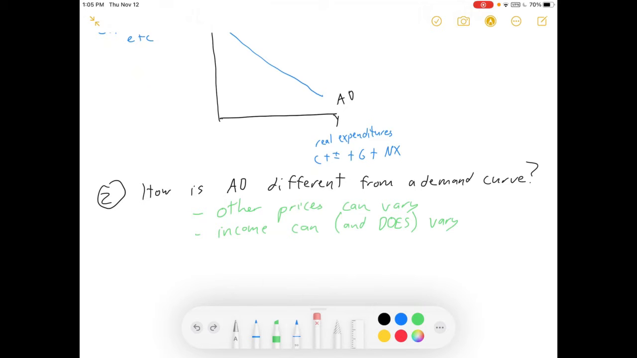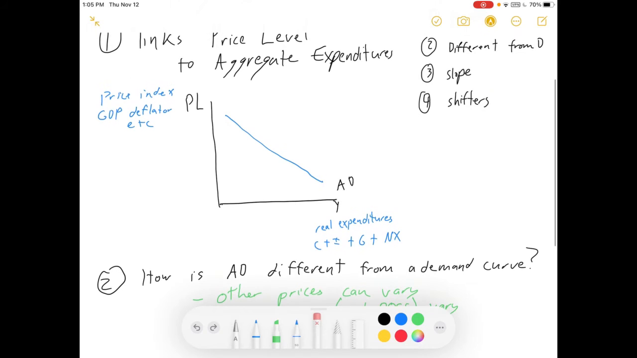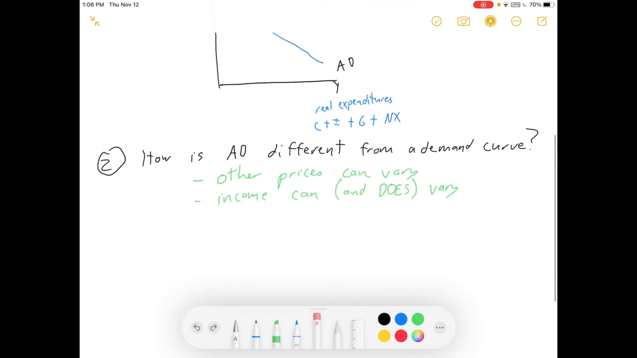Next, we assume that income can and does vary, and this one has to. Why? If we shift along the curve to a higher GDP, then we are, by definition, increasing income in the economy. When GDP goes up, income is up, because those are the same thing for our nation.